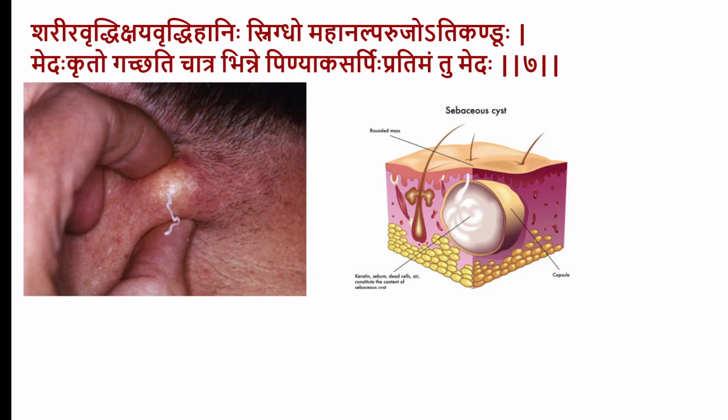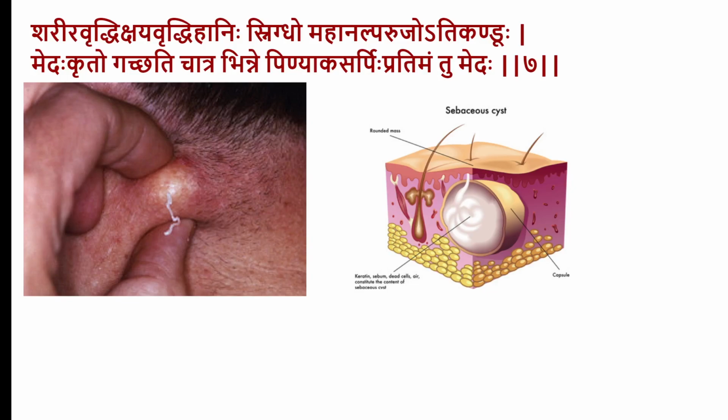Now, there is a bit of a diversion. When Dalhana has commented on the words Sharira Vriddhi Kshaya Vriddhi Hanihi, he has commented as Vriddhau Vriddhi, Kshaye Kshaya. But I would translate in the opposite way. Dalhana's comment is that when the size of the body increases, the lesion also increases, and when the body size reduces, or the body is somewhat leaner, the lesion becomes thinner. This is what Dalhana has commented.